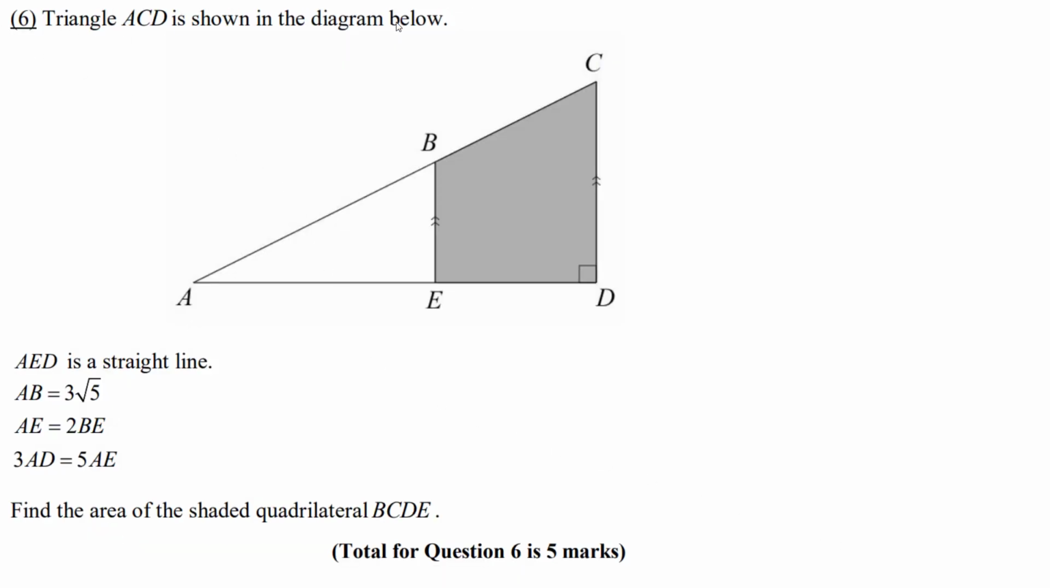Triangle ACD is shown in the diagram below. AED is a straight line. AB equals 3 root 5. AE equals 2BE. So AE equals 2 lots of BE. So if this is x, we can say that this is 2x.